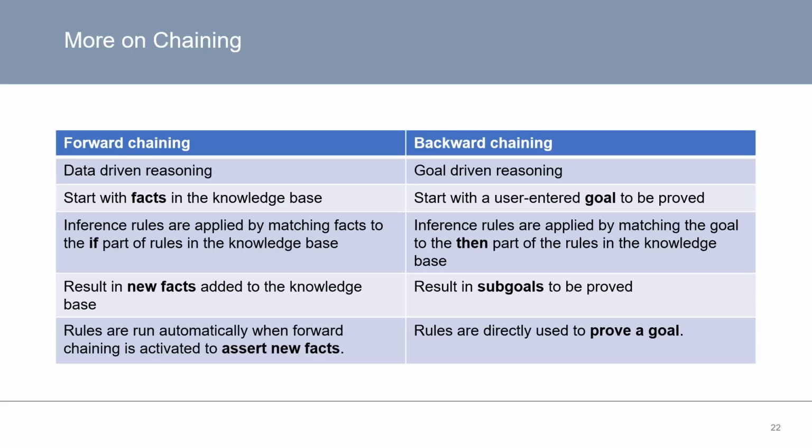Differently, with backwards chaining, we start with a user-entered goal to be proven. Inference rules are then applied by matching the goal to the then part of the rules in the knowledge base. This results in sub-goals being identified that still need to be proved. This strategy continues to work backwards to the facts until we can hopefully prove the query.